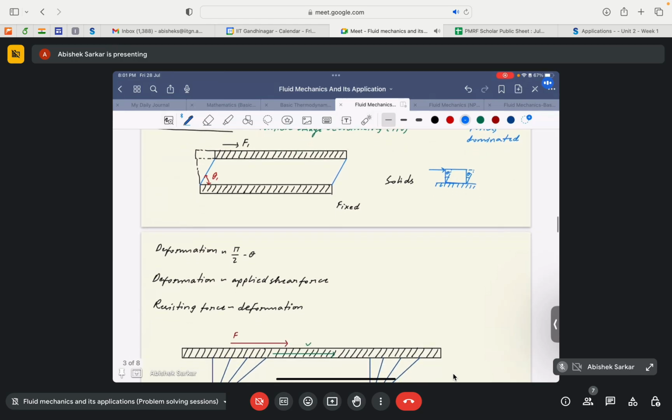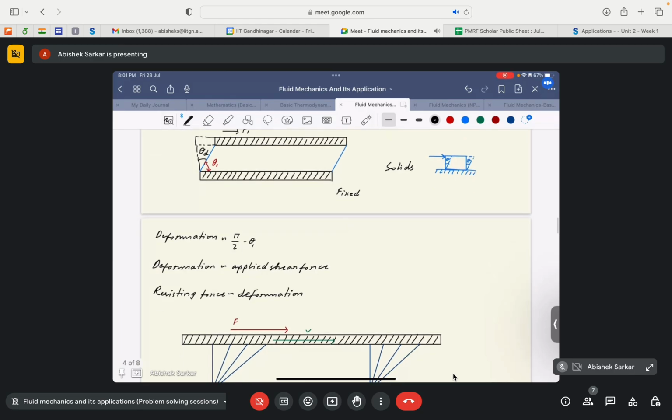So it's basically the same. As Professor Gupta pointed out, the deformation is pi by 2 minus theta 1, because this would be the actual deformation. So theta d would be pi by 2 minus theta 1, right? And he also pointed out that the deformation is proportional to the applied shear force. As I already mentioned, the more force you apply, the deformation would be higher. But after a certain point, the object would stop deforming, and to deform the object further, you need to apply some additional external force, right?